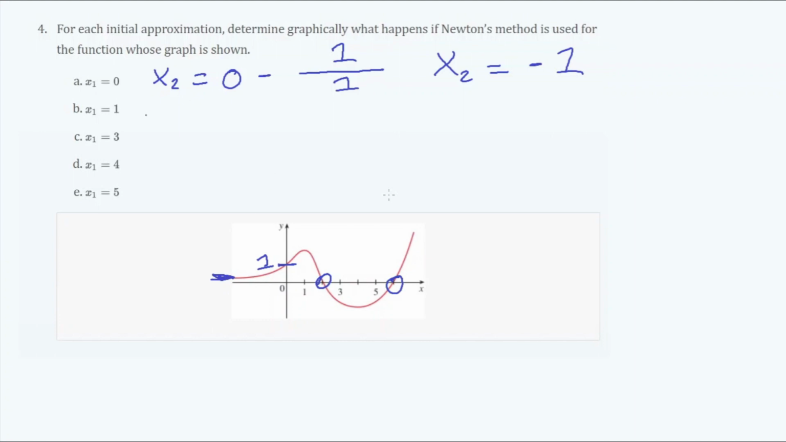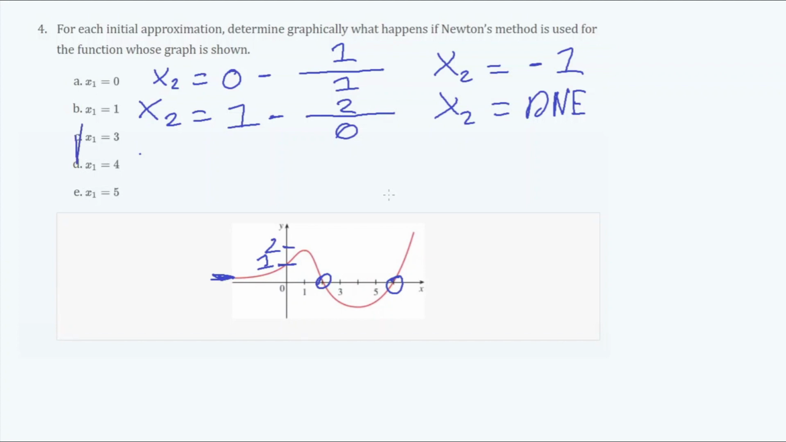Let's check out b. So for b, we have x1 is equal to 1. So in order to find x2, we're going to have x2 is equal to 1 minus f of x at 1. It's going to be around, I'd say, 2. So we have 2, and then the derivative is going to be 0 because it's a flat line, a horizontal tangent line. So this does not exist actually. Because 2 over 0 does not exist, which means 1 minus that would not give us an answer that exists.